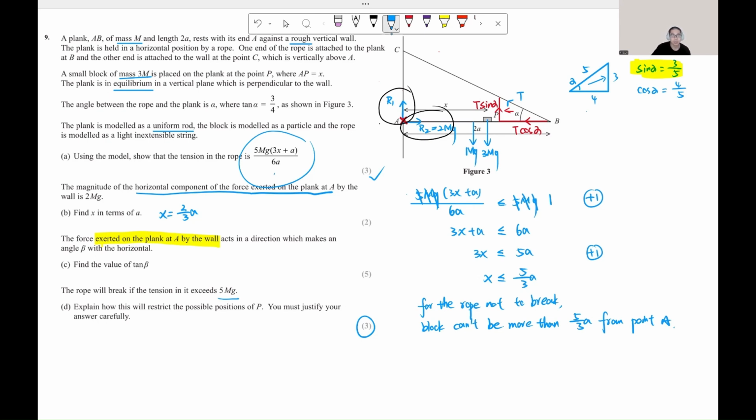So this question would be 13 marks. That's quite a lot of marks. There will always be one moment question coming up, so just keep practicing on it.